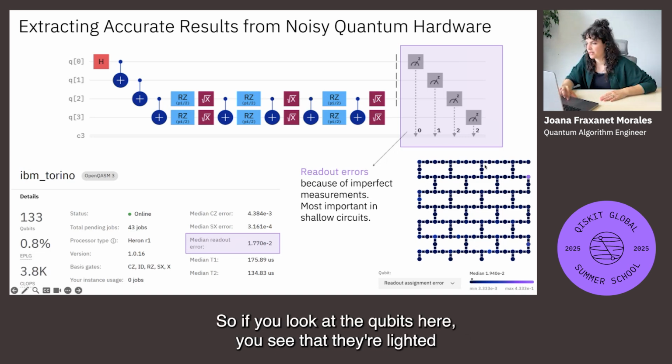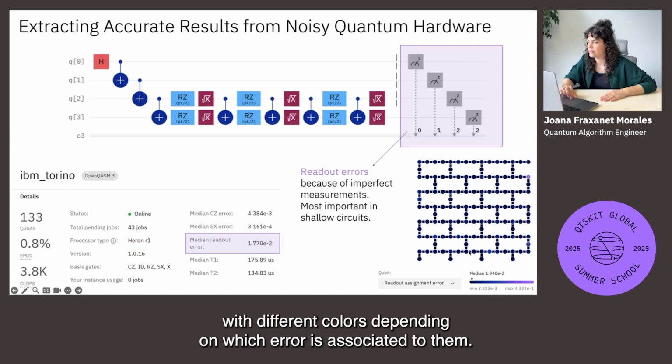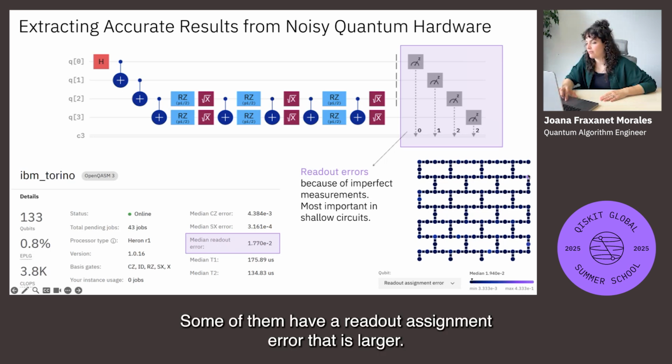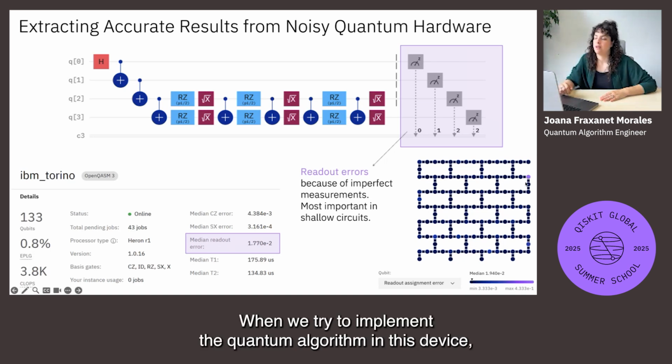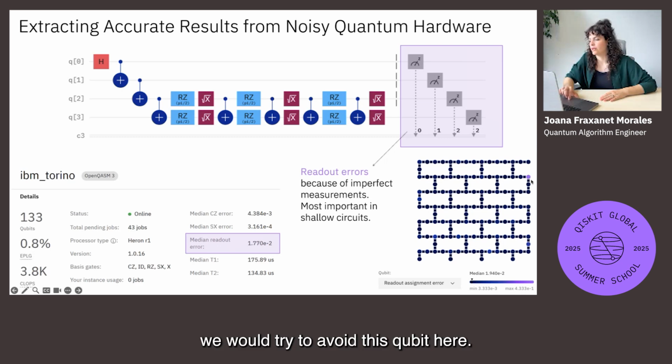So if you look at the qubits here, you see that they're lighted with different colors depending on which error is associated to them. Some of them have a readout assignment error that is larger, so maybe it's good not to use them when we try to implement the quantum algorithm in this device. We would try to avoid this qubit here.